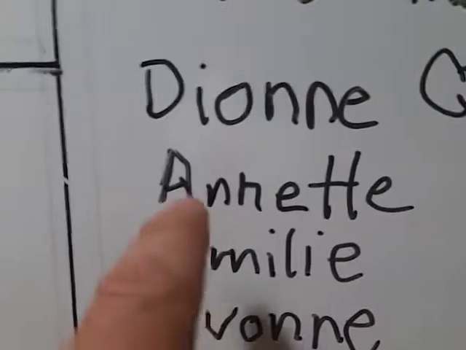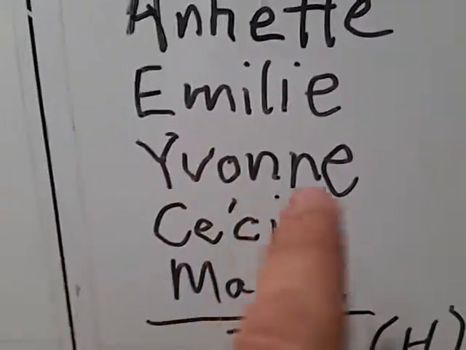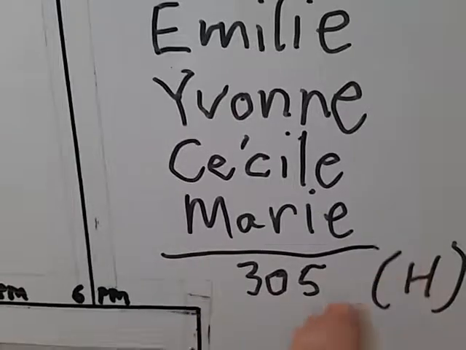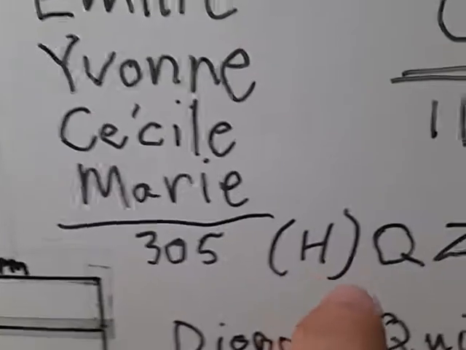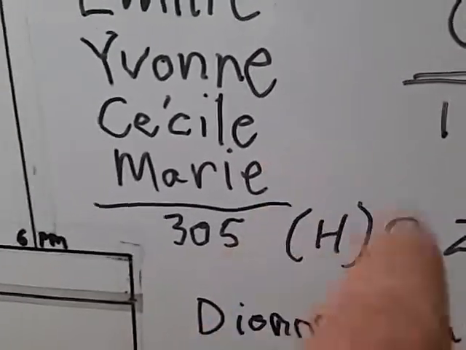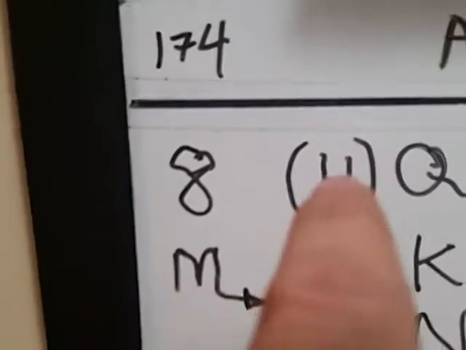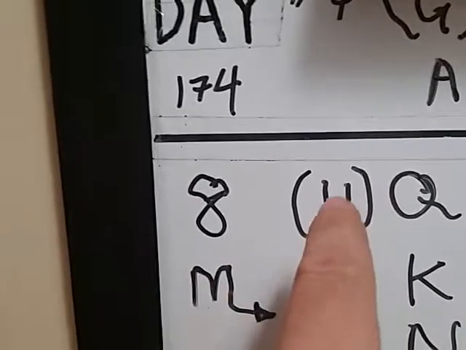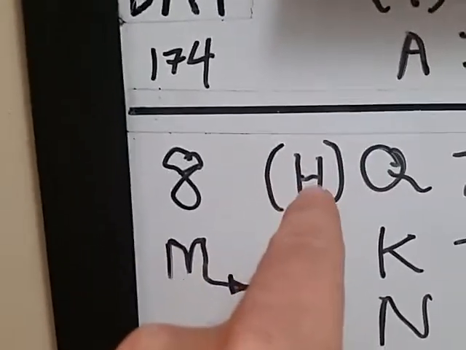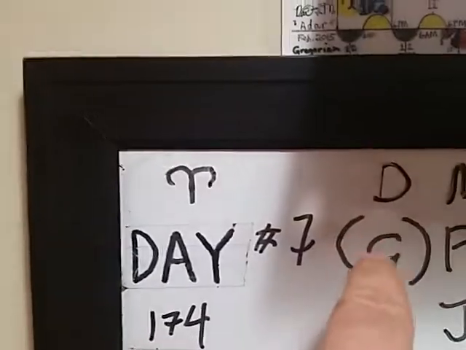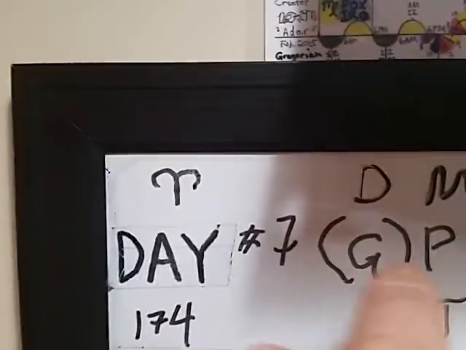So this H also, if I take the 5 girls' names, Annette, Emily, Yvonne, Cecile, and Marie, and I add that together, it's 305. 305, 3 plus 0 plus 5 is 8. That's H. So we see right here, we see the 5 Dionne Quints, Ontario, Canada, encoded here. We see the Dionne parents encoded here.